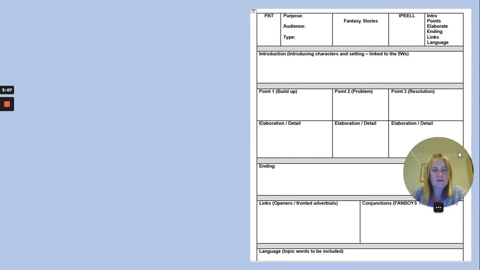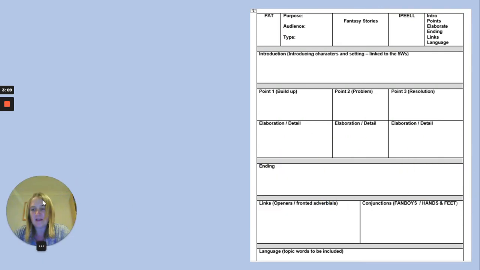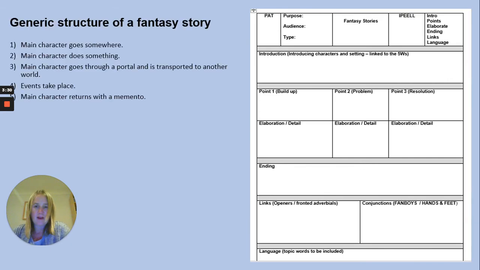So I said to you at the end of yesterday, today we'll be looking at using our IPEAL planning frame, which we're used to using now. So at the top up here, we can fill in the pack. We talked about the purpose, to entertain, the audience being children or adults or both, and the type being fiction and narrative genre. We're now going to apply our generic structure into that plan.